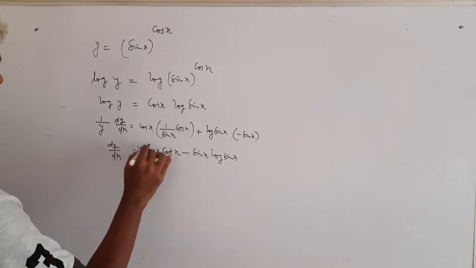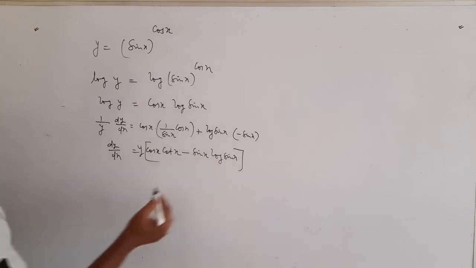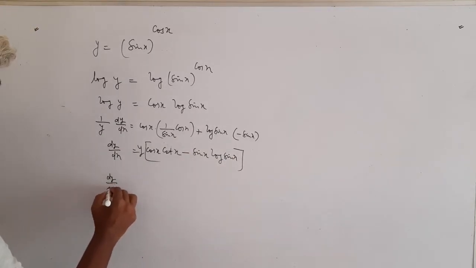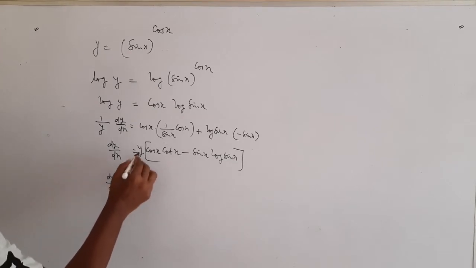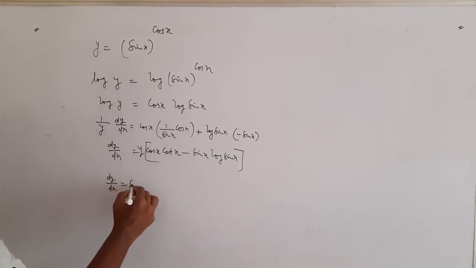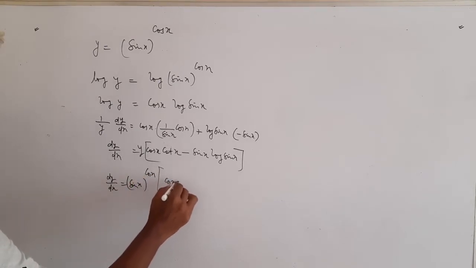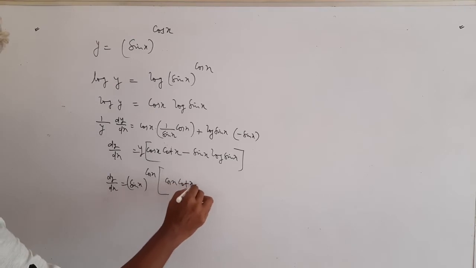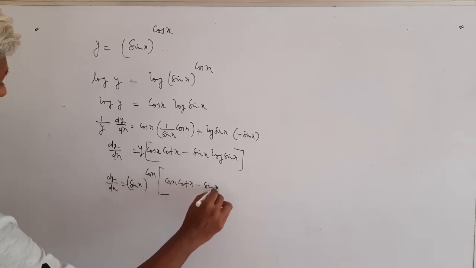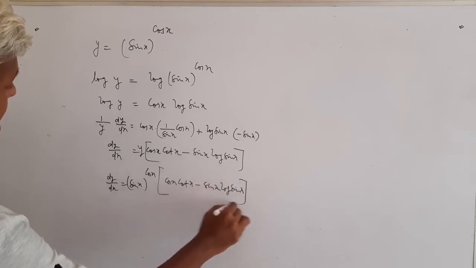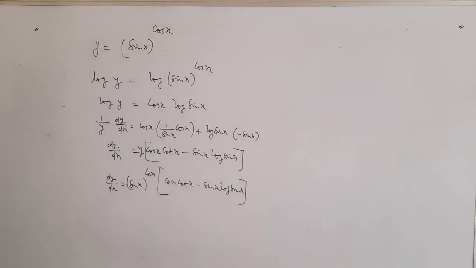The y comes here and everything goes in the bracket. Now the final answer: dy by dx, in place of y you write sin x to the power cos x, times [cos x cot x minus sin x log sin x]. This is it, and this is how this kind of question can be solved.